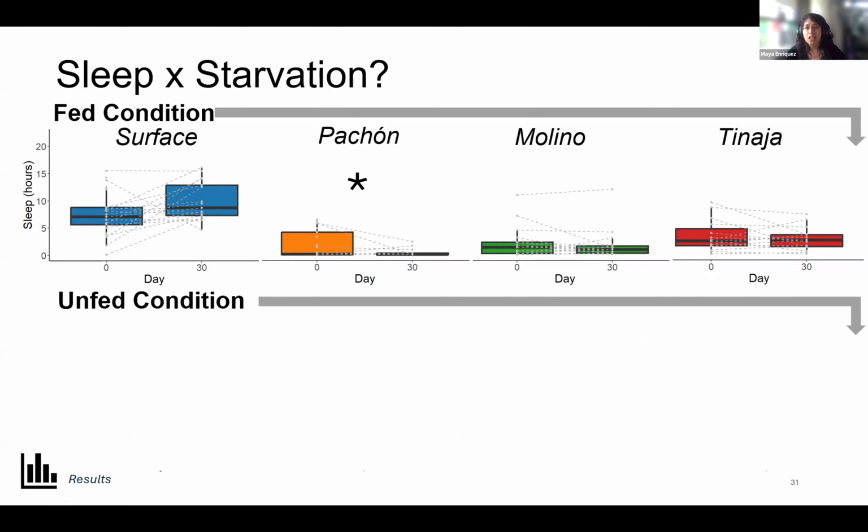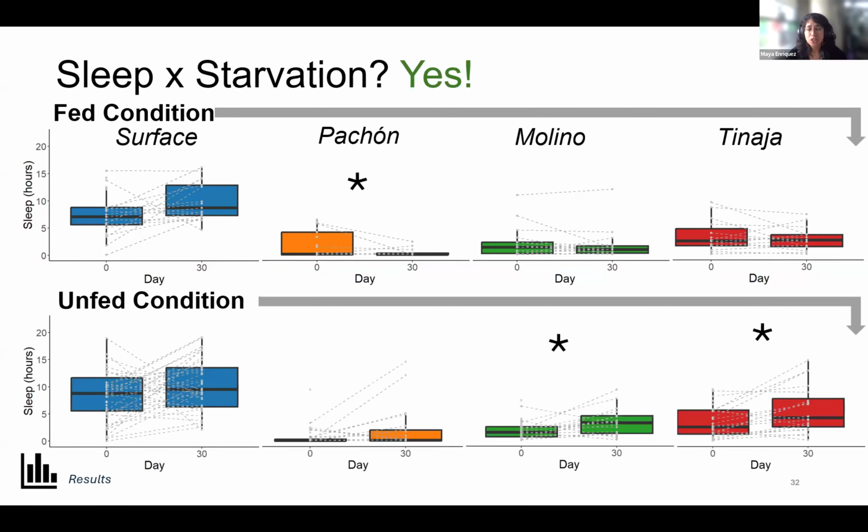So we have on the left day 0, on the right day 30, and the little lines are just showing the reaction between the same individual over 2 different time points. And so here we did not really see any significant differences between sleep in the fed individuals between day 0 and day 30, except in Pachón, where it seemed like there's just a lot of variation at the beginning, and then it was very little sleep.